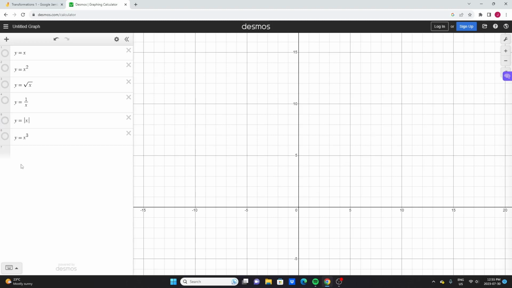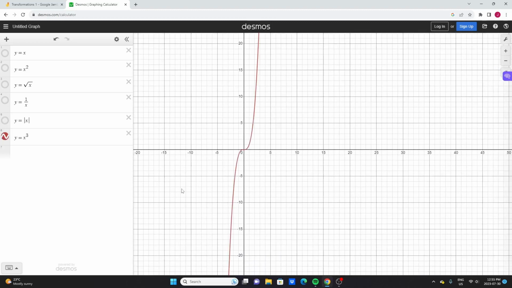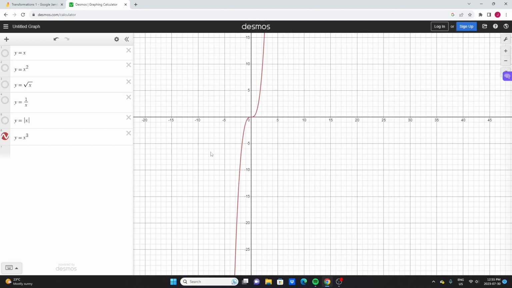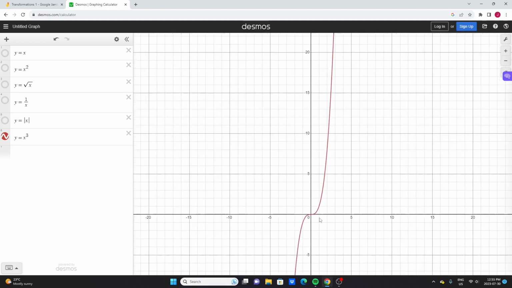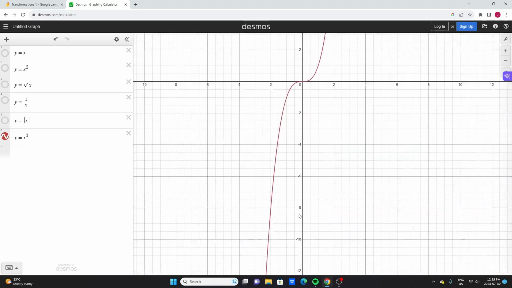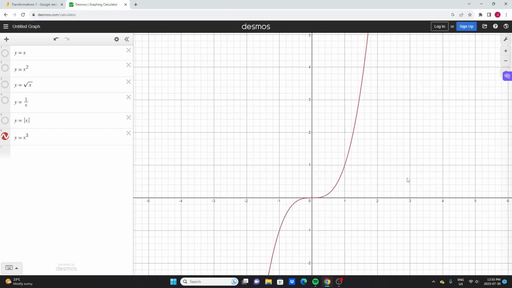Now I've got a parent function that the teacher may or may not teach you, but I'm going to cover it anyway. We have y is equal to x to the power of 3, which is the cubic function. It looks somewhat like this. It's an interesting function. You can see it crosses these two axes. And that's basically all you have to know for this.